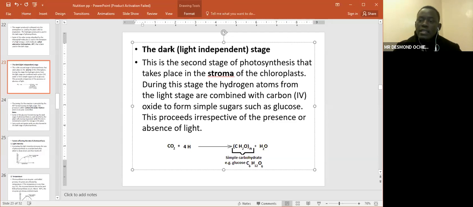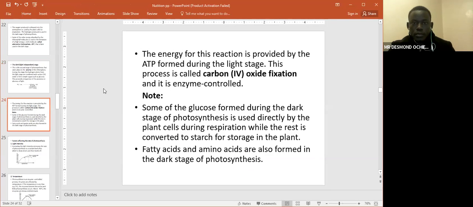And this is where the energy is used. The high energy molecule, which is called ATP, is used to facilitate the formation of the simple carbohydrate, which is glucose. So the energy for this reaction is provided by the ATP formed during the light stage. And this process is called carbon dioxide fixation, and it is enzyme controlled.